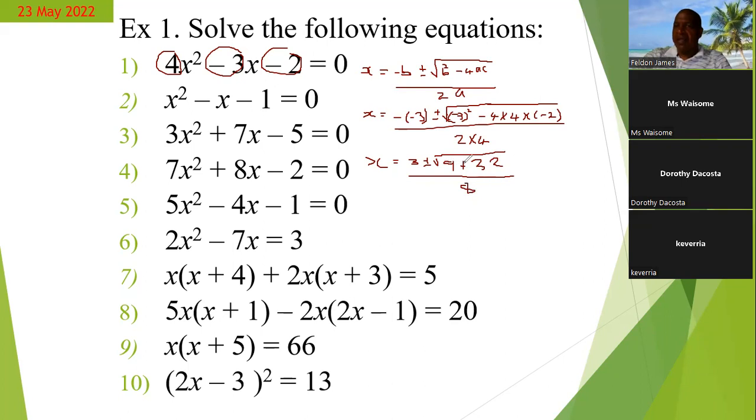Now, you're going to add 9 plus 32, you will get x equal to 3 plus or minus the square root of, you add 9 plus 32, you will get 41. So it's the square root of 41 all over 8. Now you have to find the square root of 41 with your calculator first. What do you get?